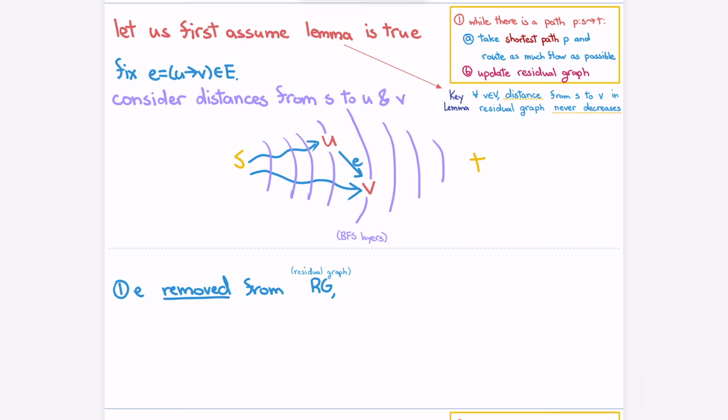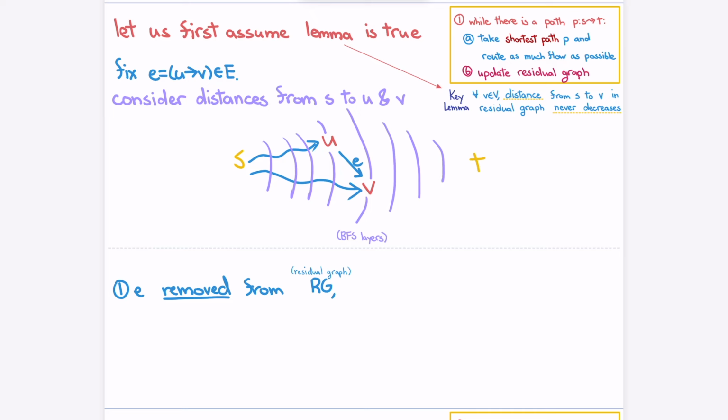Okay, all right, let's look at our graph, and fix a particular edge E from U to V. This edge is going to get added to the residual graph and removed from the residual graph over and over over the course of the algorithm. So let's say you find a path, you route some flow, and that results in removing E. So what happened? What do we know about E in that case, if E got removed?